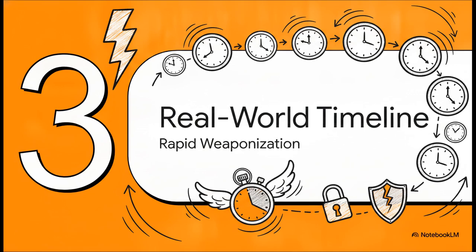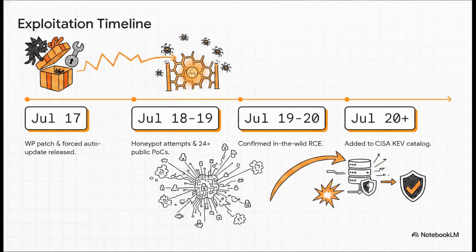Let's look at Section 3, the real-world exploitation timeline. Just how fast did this spread? We are talking about an incredibly compressed sequence of events here. The vulnerability was officially disclosed and patched on July 17th. By July 18th and 19th, less than 48 hours later, mind you, defenders were already seeing active exploitation attempts hitting their honeypots, and there were over 24 distinct proof-of-concept exploits circulating publicly.